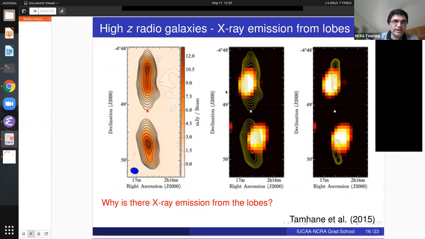Okay, so let us see now what happens in this particular radio galaxy, which showed the backflow. It's a high-z radio galaxy. And what is shown in the middle panel, just focus on the middle panel, is that the contours indicate the radio emission at 325 megahertz again, and the red and white colored image indicates the X-ray emission. The soft X-ray emission, which seems to coincide with both of the lobes. So now the question is, why is there X-ray emission from the lobes?